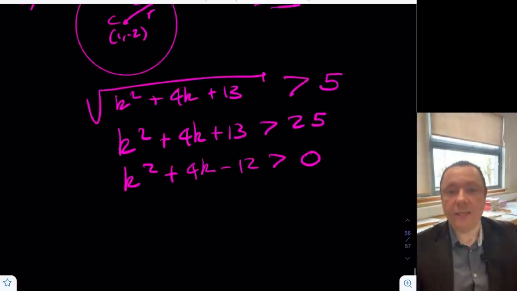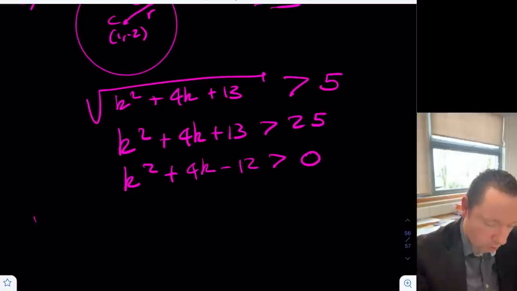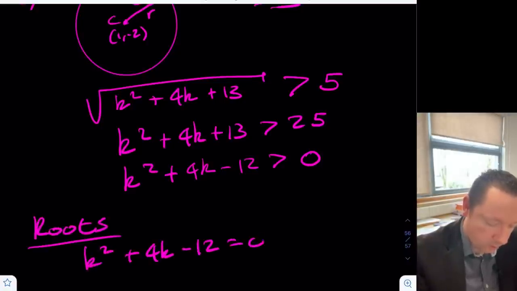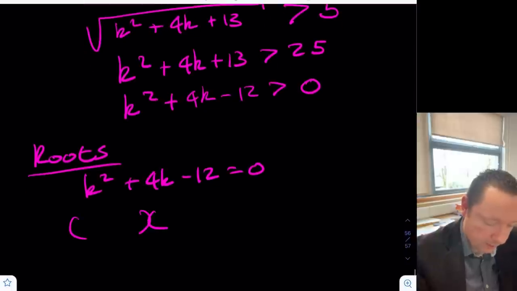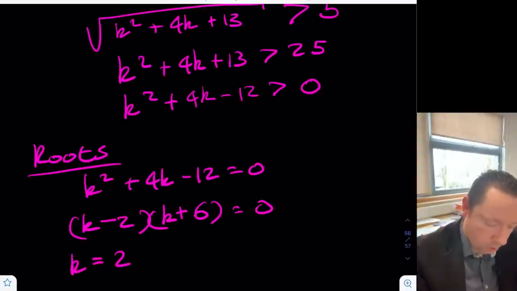Taking the 25 over, we get k squared plus 4k minus 12 is greater than 0. And this is a quadratic inequality, so we examine the roots. So looking at our roots, we've got k squared plus 4k minus 12 is equal to 0. Double brackets, we get (k + 6)(k - 2), 6 and 2: plus 6 minus 2 is 4. So our roots happen at k equal to 2, or k equals minus 6.